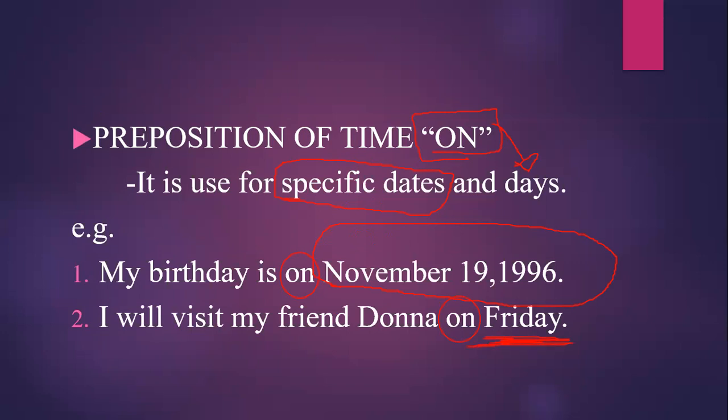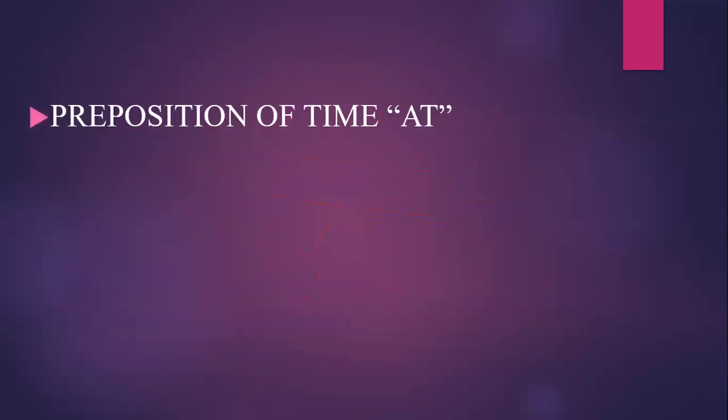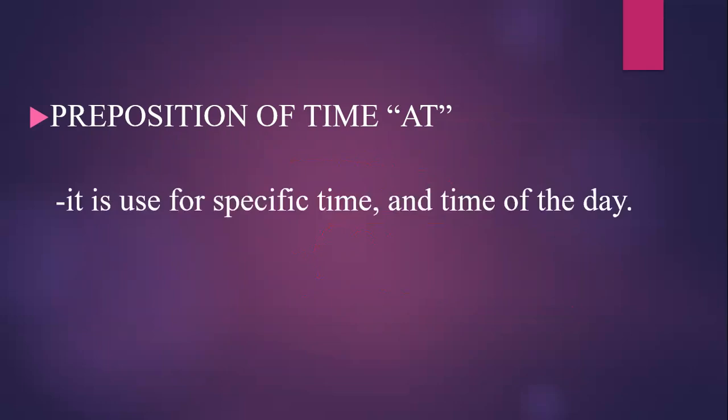Okay? Lastly, we have the preposition of time at. It is used for specific time and time of the day. Okay? When we say specific time, there is exact time on when a certain event happens. Okay? And when we say time of the day, these are at sunset, at lunch, at the bedtime, at evening, at the afternoon.